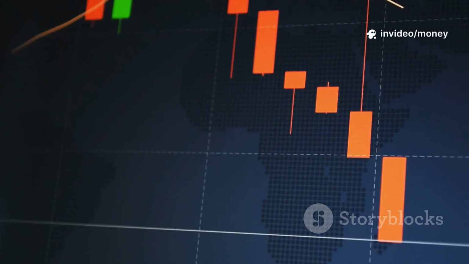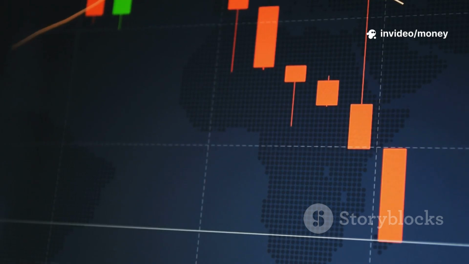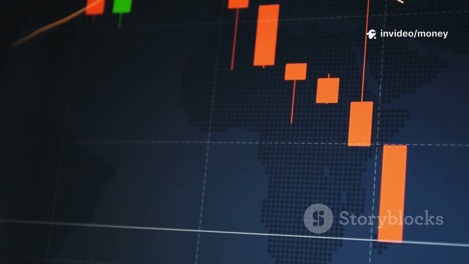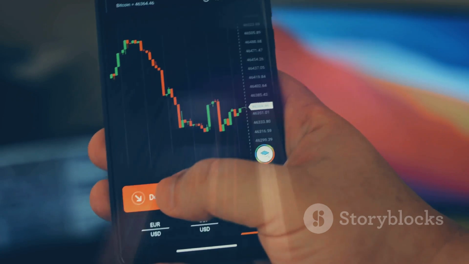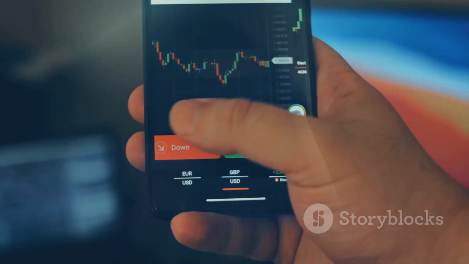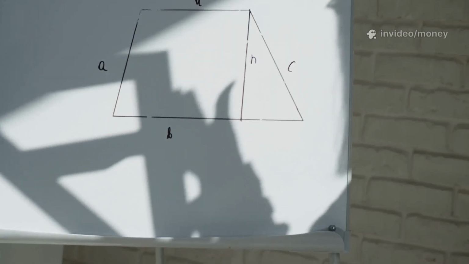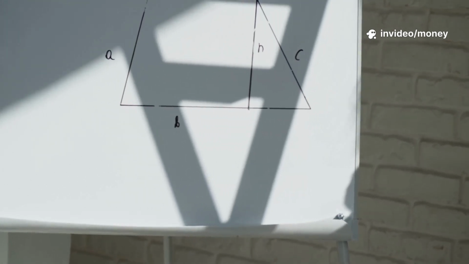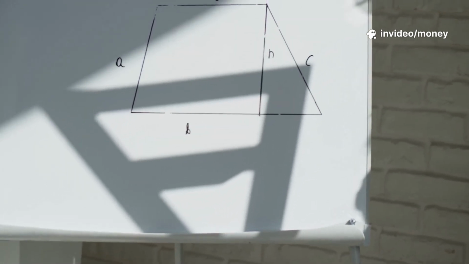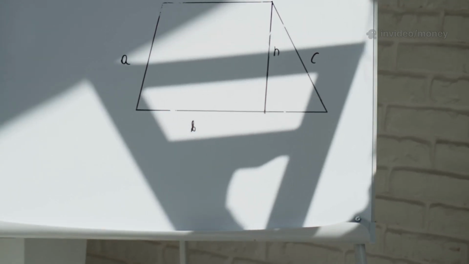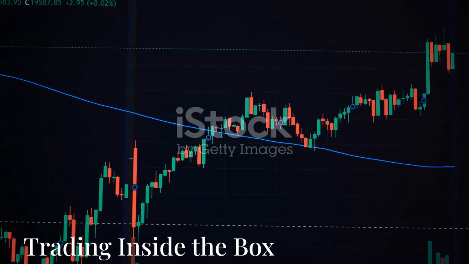Eventually, the expectation is that the sellers will overwhelm the buyers, and the price will break down through that horizontal support. To trade this, you'd look to enter a short position on a decisive break and close below the horizontal support line. For both triangles, the target is calculated by measuring the widest part of the triangle, the height at the beginning, and projecting that distance from the breakout point.